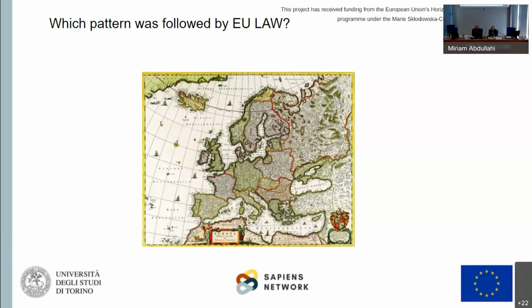Which pattern, the Dutch, the English, the German, the French, was followed by EU law? You should already have the answer. So please, which pattern was followed by EU legislation? Okay, I was not clear, sorry. It was clearly the French one. This is about law. This is about litigation.